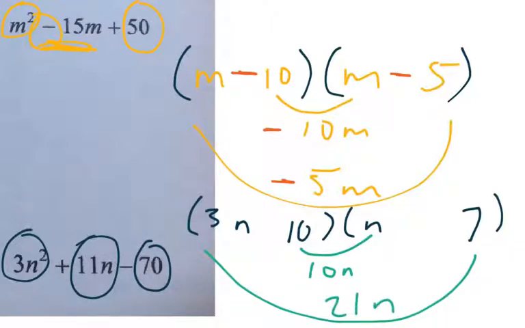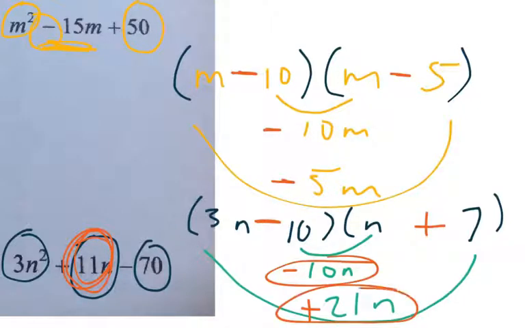So notice I can now get 11n, because if I do a positive 21 minus 10, I do get that 11n. So therefore I'm going to put a minus there, so I get my minus 10 in, and I'm going to put a plus there to get my plus 21 in. And so guys, that is how you factor.